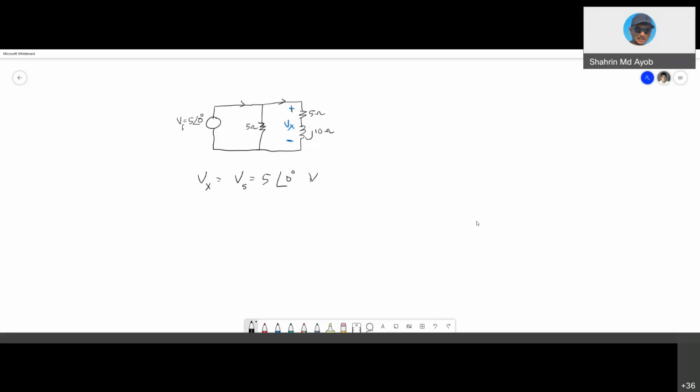Next is current. Calculate the current I2. From here, you know that I2 is Vx over Z, which is 5 with angle 0, over Z, where Z is 5 plus j10.